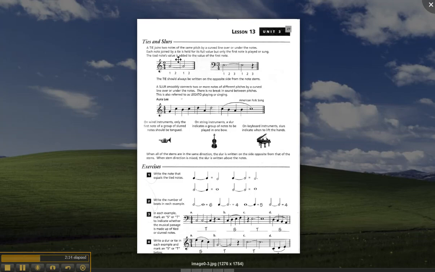Lesson 13, we talked about ties and slurs. Remember, there's a key word. A tie joins 2 notes of the same pitch. A slur joins notes of different pitches. We also have the term legato, which means smoothly connected, and that'll be an important one to remember. Also remember how we make slurred notes on wind instruments, on string instruments, and on keyboard instruments.